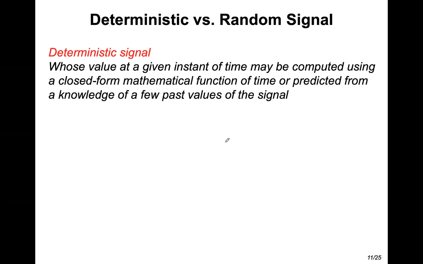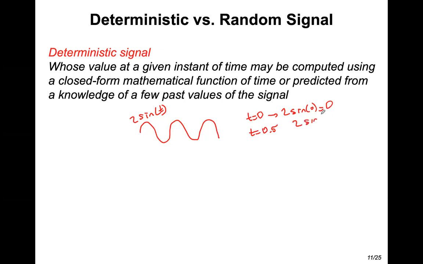For example, for a sinusoidal signal, and this is given as like 2 sine t. Can I know what the value is for t equal to 0? Yes, I can put it here, sine 0, right? And it will be 0. And for t equal to, let's say, 0.5, then I can go and find out sine 0.5 and write it over here. So this is a deterministic signal. I know it beforehand, either using mathematical functions or I can predict it from past values.